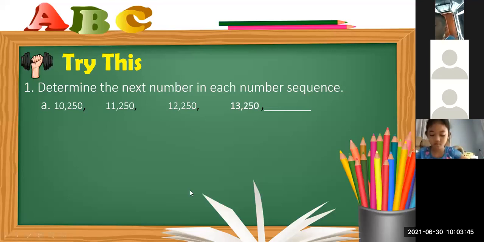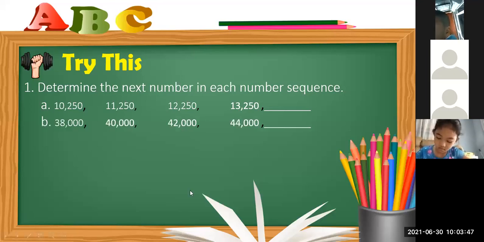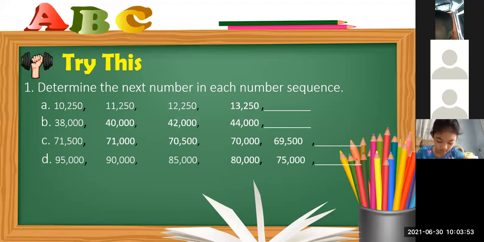On page 15, kindly answer your book in number 1, A, B, C, and D. In number 1, there are 4 questions. You have to determine the next number in each number sequence, and then you will fill in the blanks.